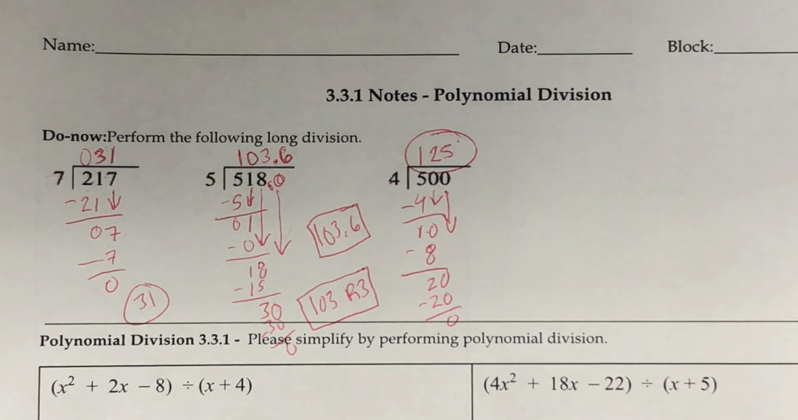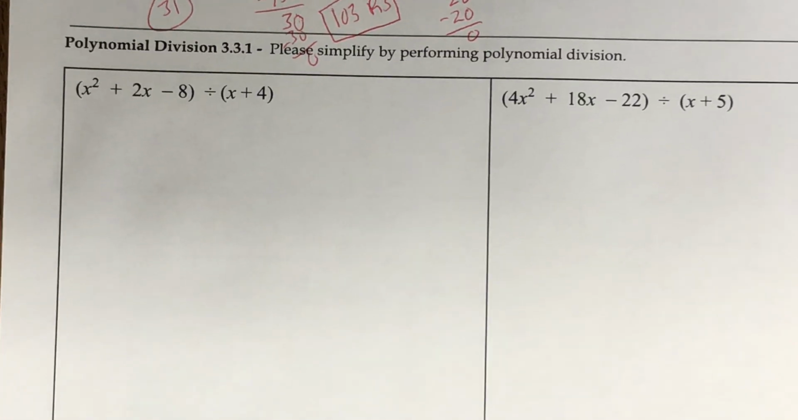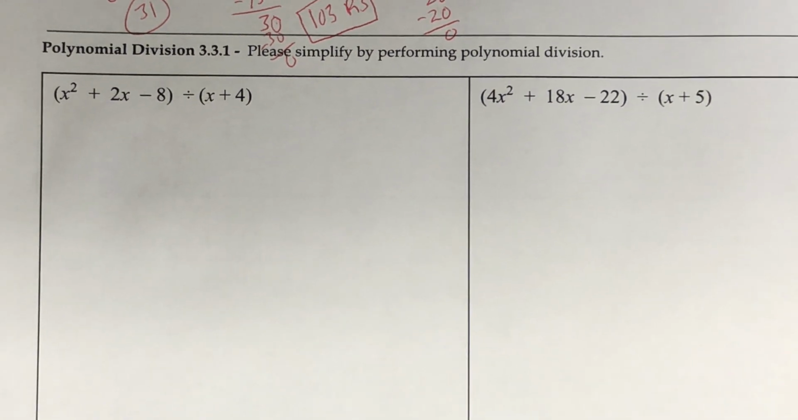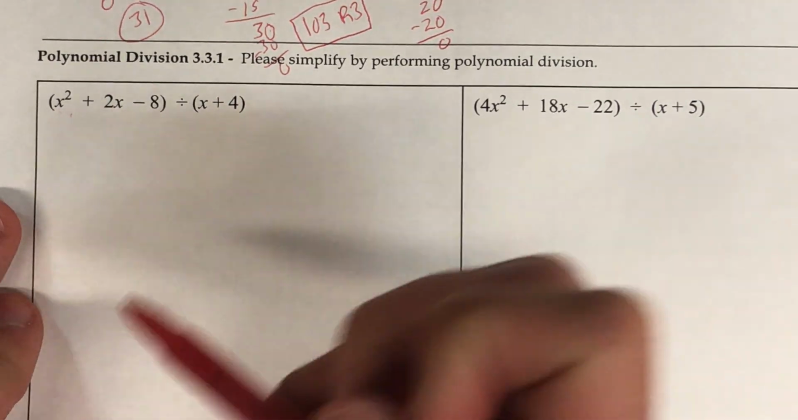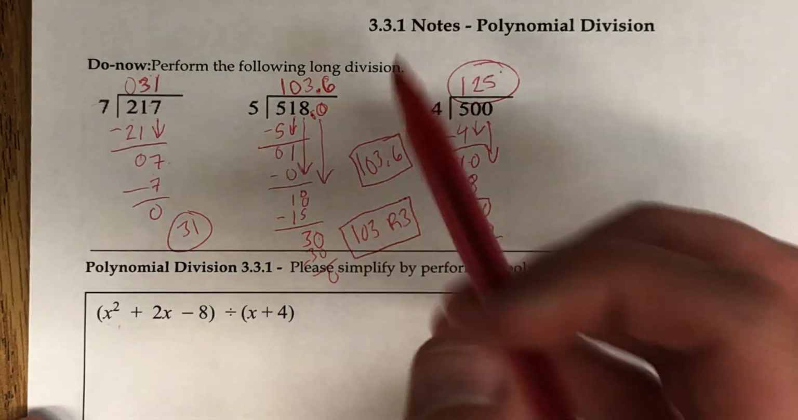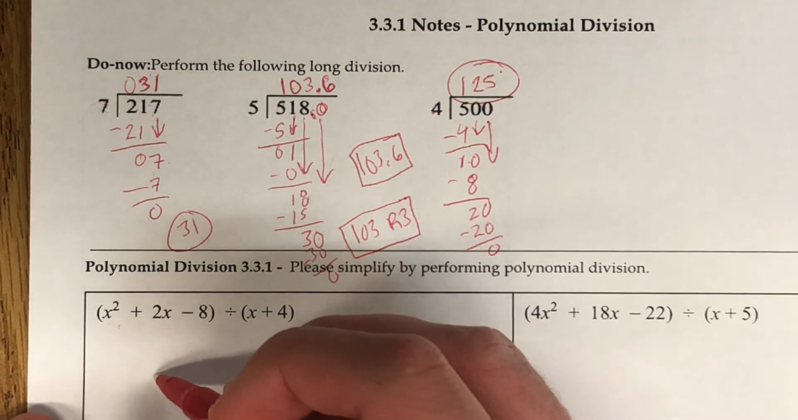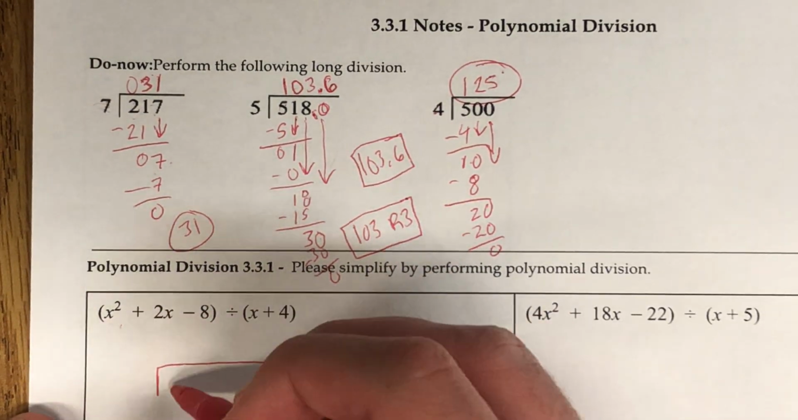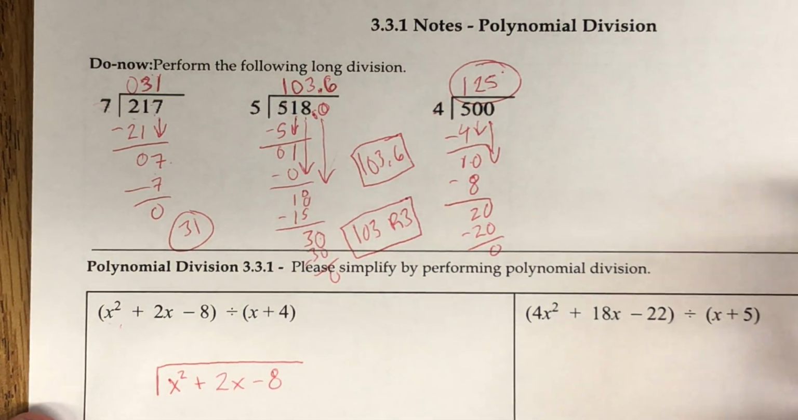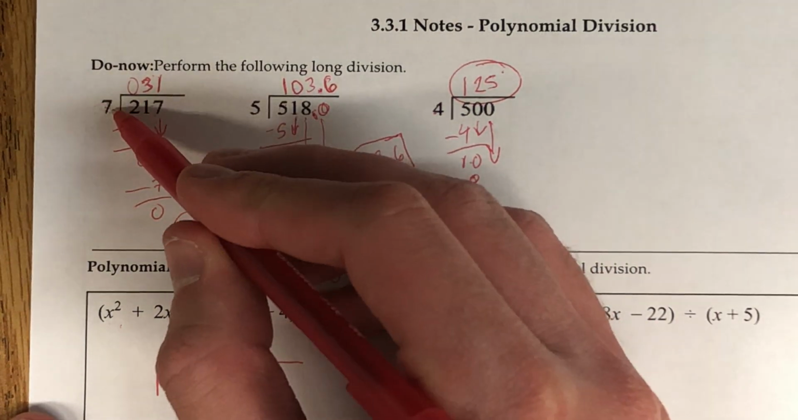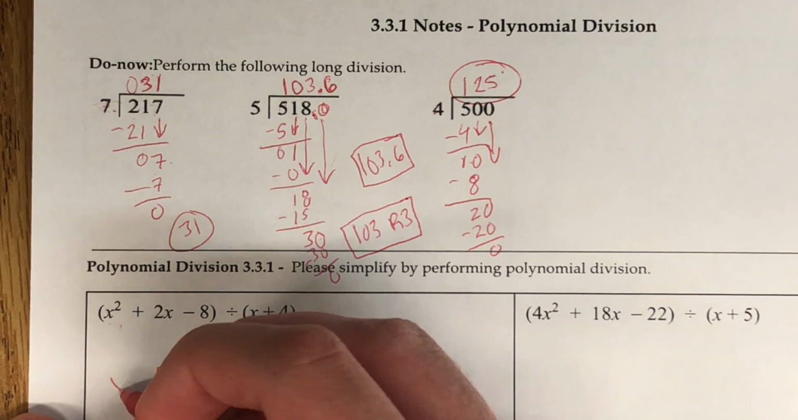So part of the reason we're reviewing that long division is because polynomial division applies a lot of the same principles. So let's go through this together, and hopefully you'll be able to catch my drift, see what I mean. So we want to divide x squared plus 2x minus 8 by x plus 4. So in the same way here where we're dividing 217 by 7, we're going to set that up in a similar way. So let's put x squared plus 2x minus 8. That's what we're dividing. And we're dividing by x plus 4.